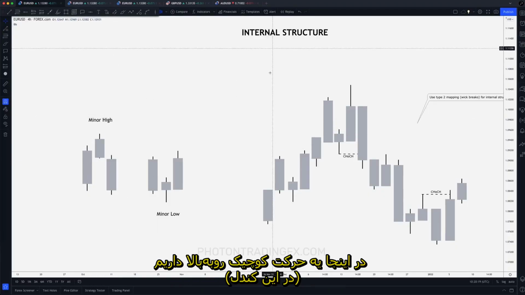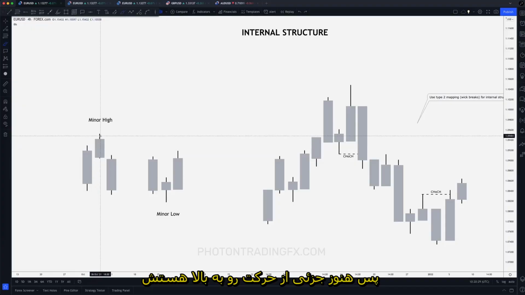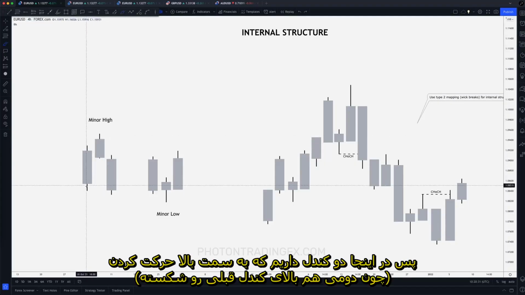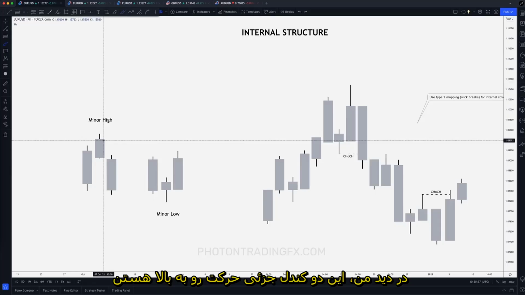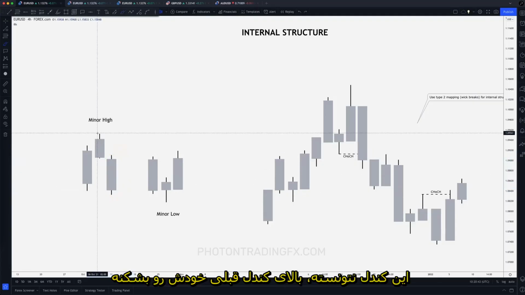So a minor high is when price moves up to the upside with this one candle. Now what happens with the next candle? You see how it trades higher than the previous candle? That means it's still part of the up move. So we have a candle move to the upside, and then another candle move to the upside because it breaks the prior candle's high. For me, both of these candles are part of the up move. But then what happens with this candle here? It fails to break the previous candle's high.